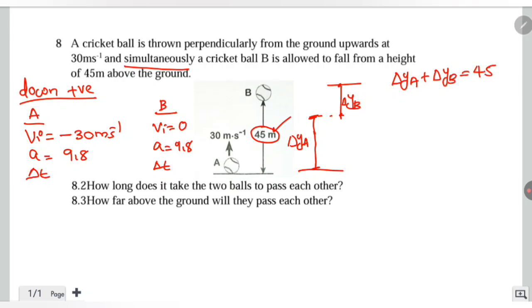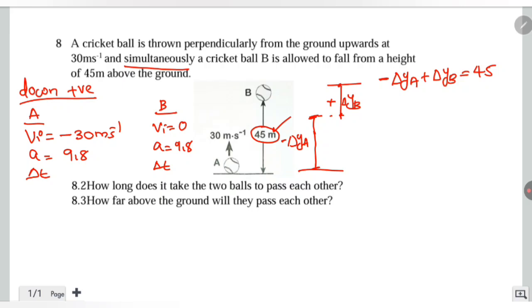But here delta Y is the displacement. Displacement is a vector quantity. We took down as positive, so what about delta YA? It is negative. So when you are applying the sign convention, this is equal to minus delta YA. So minus delta YA plus delta YB is 45. Now we need to get an equation for YA and YB.